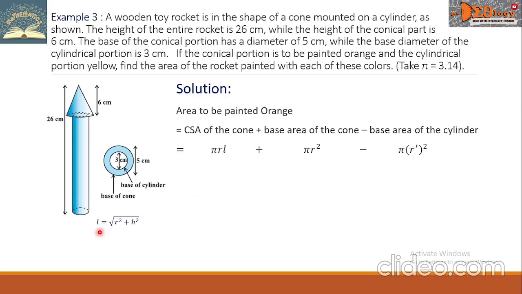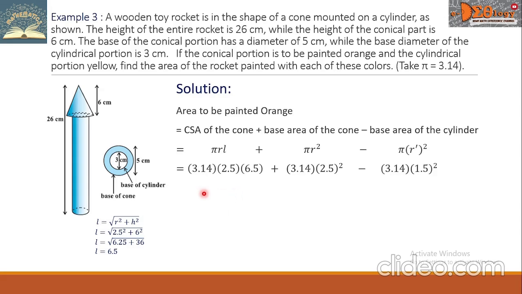And that will be L equals the square root of R squared plus H squared. Looking at our figure here, the R is 2.5, and that is squared, plus the H squared, that is the height, which is 6 squared. Simplifying further, we have the square root of 6.25 plus 36. We get the sum and take the square root. Final answer is 6.5. Then we can use this value and substitute it here.